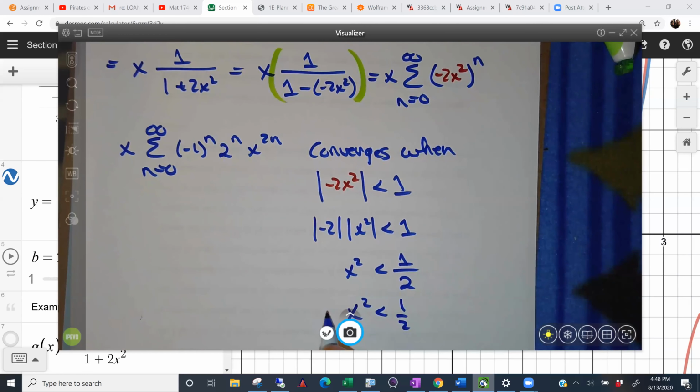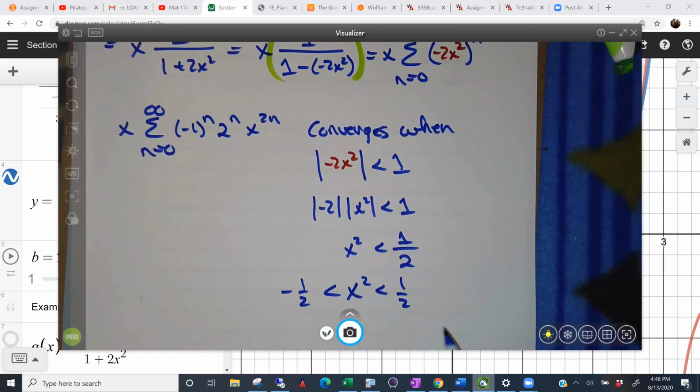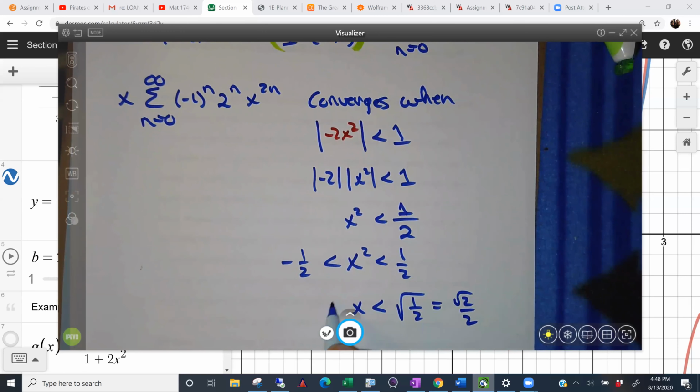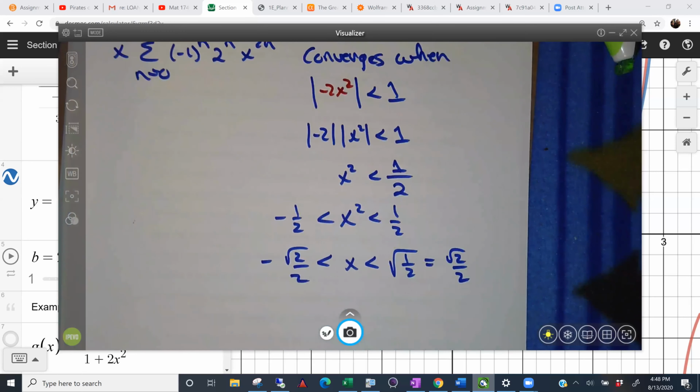This is going to be true when x squared is between those values. And that's going to mean the absolute value of x is less than the square root of 1/2, which you might know in its other form, root 2 over 2. And no, you can't take the square root of a negative. I'm just going to leave that negative out front and write this. So it's going to converge in this range. Just a quick FYI, that's about 0.707.